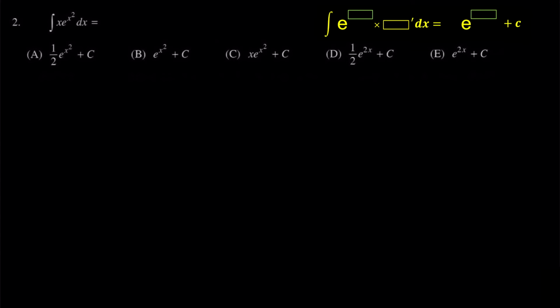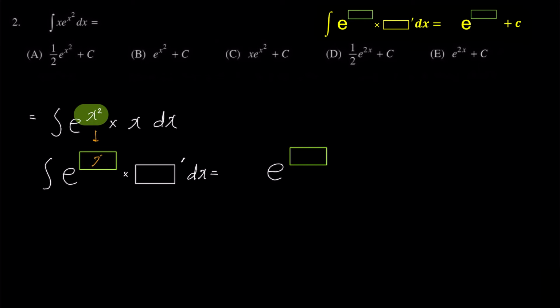Let's try changing the order of the terms in the problem as well. Let's put x squared in the green box and its derivative, 2x, in the box prime. Now, naturally, you will multiply the entire equation by half. Do the same for the right side. Finally, fill the green box with x squared, and the answer will be A.